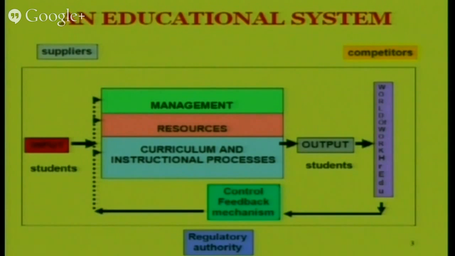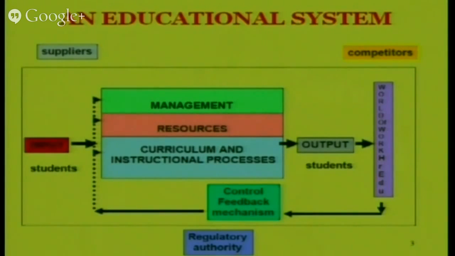And outside the boundary of this system, you can see there are regulatory authorities. A university, when it has constituent colleges affiliated to it, is a regulatory authority. In the case of diploma level institutions, your Directorate of Technical Education, State Board of Technical Education, and All India Council for Technical Education all come under the fold of regulatory bodies. In the case of universities, UGC is the regulatory authority, or NAAC is not a regulatory but an accreditation authority, right?